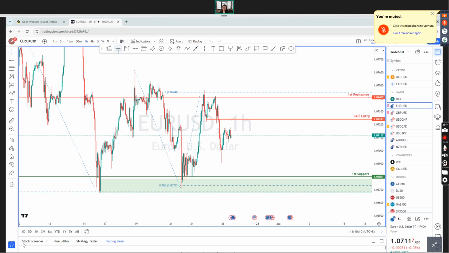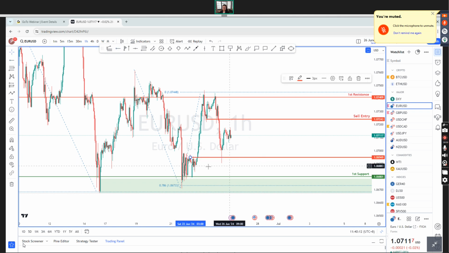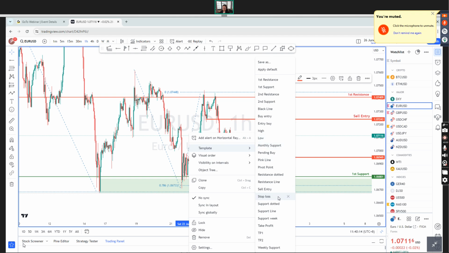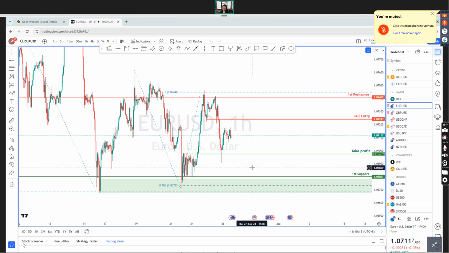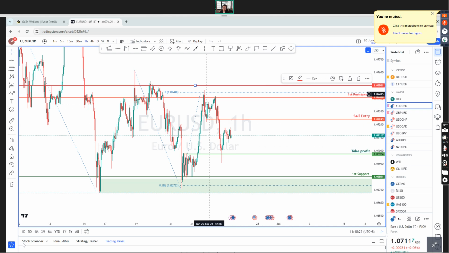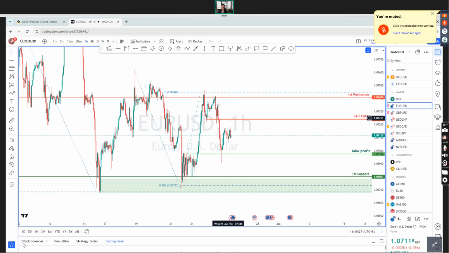The target for TP scalping is still here. My take profit is still here, and my stop loss is just above this high. So the RR should be 1 to 1. Let's see whether price will come to this zone or not in the H1 time frame.